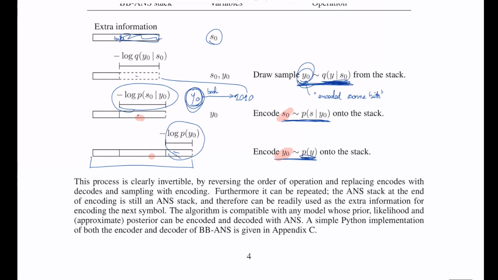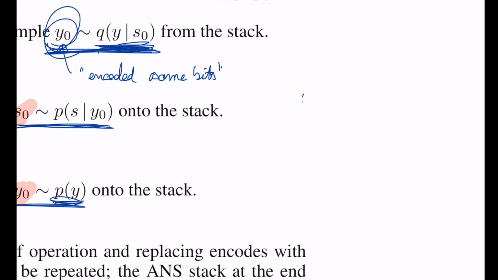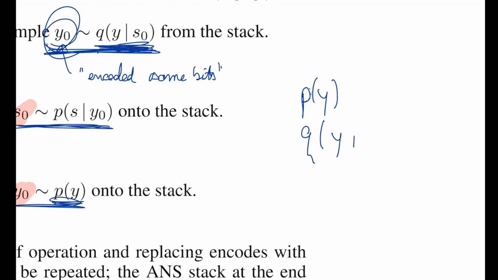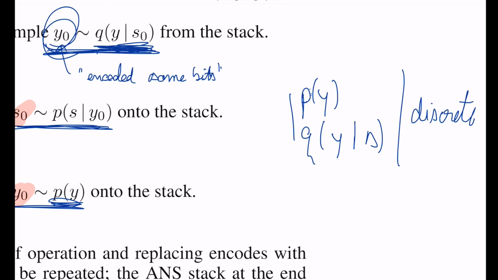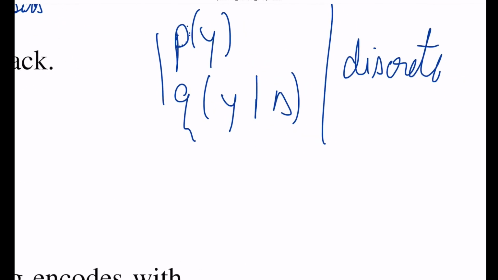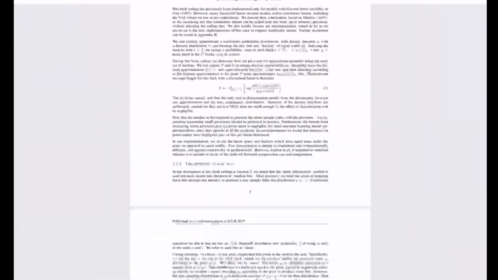And that's it. Now, one thing that you need to take care of, and I'll just mention it without going into details, is that the distributions P of y and Q of y given S need to be discrete. But when you train an autoencoder, these are normal distributions. So these are continuous. So you need a way to discretize them.